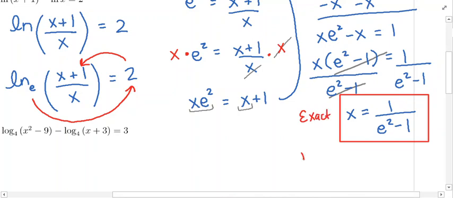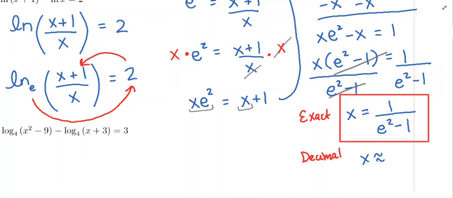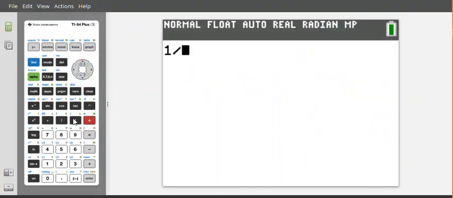And then we were also asked to give a decimal approximation. So I'm going to pop this into the calculator to get an idea as to what x is. If I go to my calculator, I'm going to do 1 divided by, and I'm going to put the entire denominator in parentheses just to be careful. You actually need to on an older calculator. So I'm going to get e, do second ln, and it'll let you raise e to a power. So I'm going to do e squared minus 1.